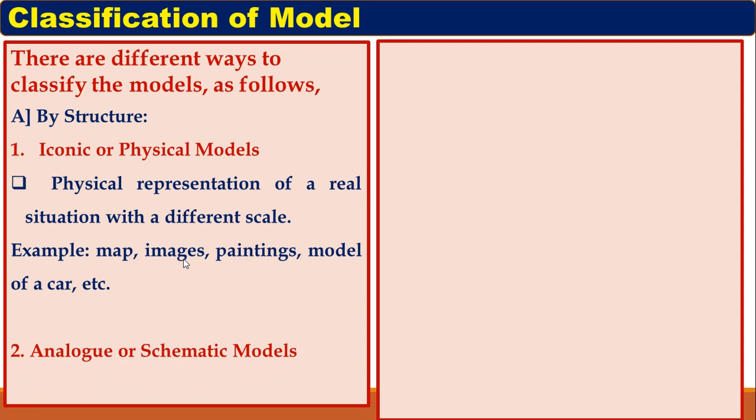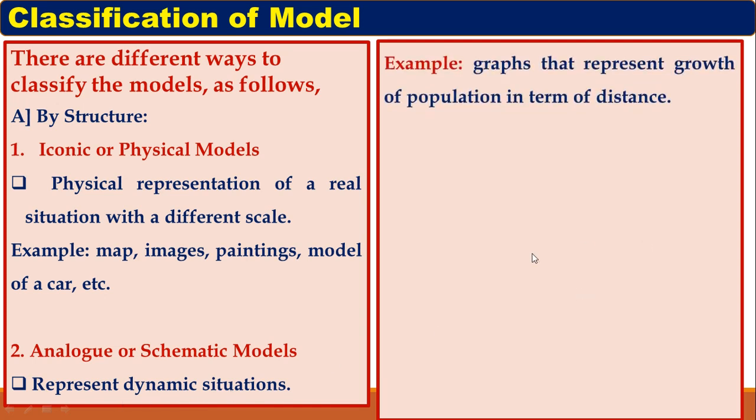The second type is analog or schematic models. Analog or schematic models represent a dynamic situation, like a graph that represents growth of population in terms of distance. You might have used different types of graphs in which we represent the actual system in the form of distances. That is, we take some scale on the x-axis, some scale on the y-axis, and we represent that reality or that system in the form of a graph.